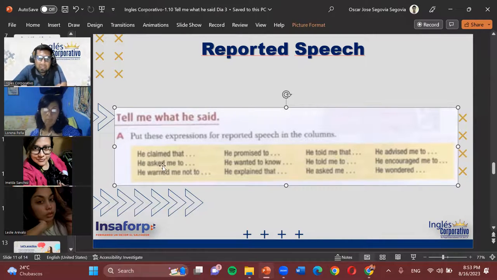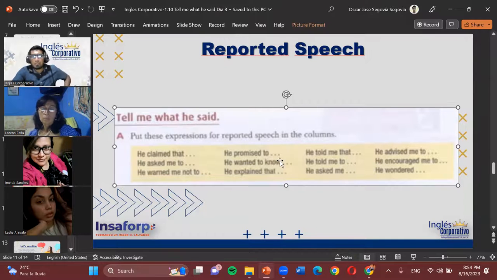Then we have he asked me to. He asked me is one of the most common. Then we have this one that comes with a command. He warned me not to. Of course, commands normally are negative and they express something that you're not supposed to do. So of course, he warned me not to. Then we have he promised to. This, of course, is going to be used when somebody has stated a promise to you. So yeah, he promised to.